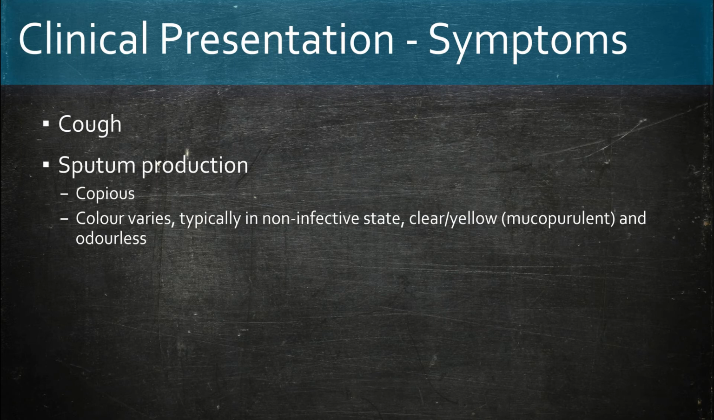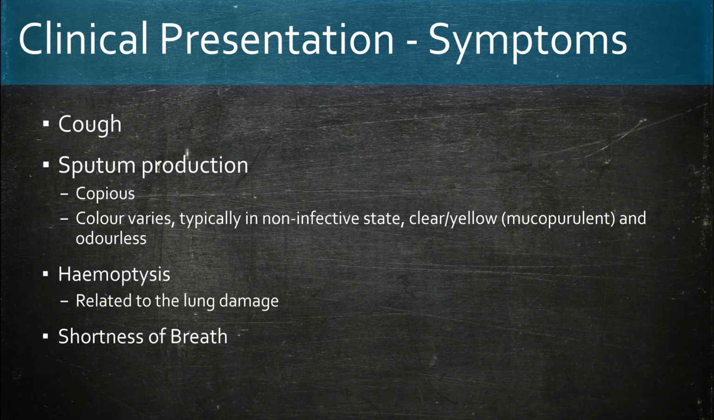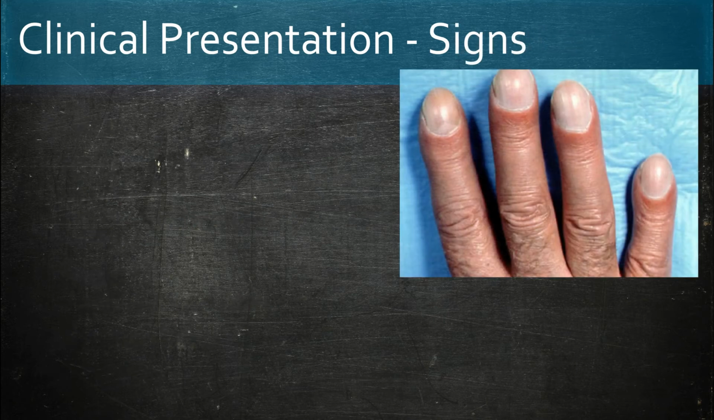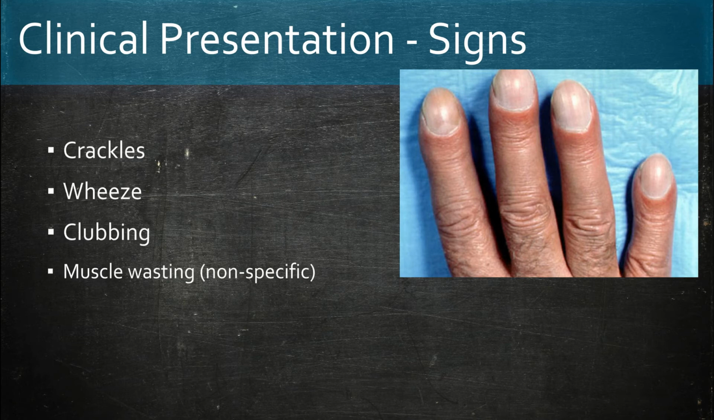This sputum is commonly known to be extremely copious, hemoptysis, shortness of breath, and weight loss, though that is non-specific. Signs of bronchiectasis include crackles, wheeze, clubbing, and again muscle wasting is non-specific.